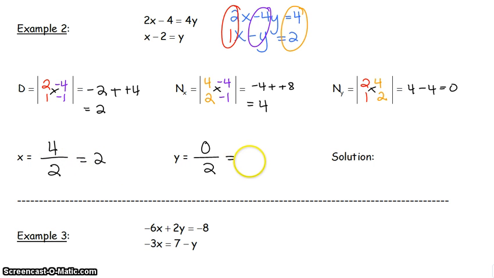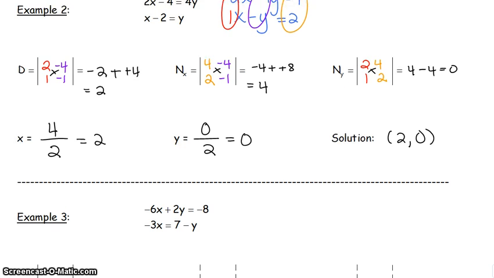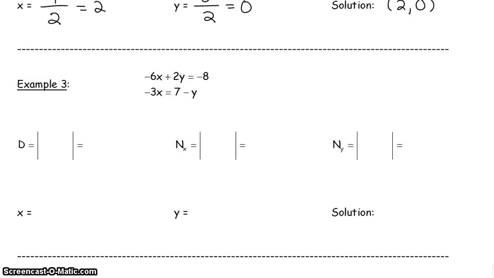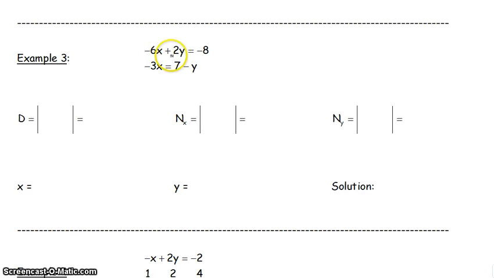0 divided by 2 is 0. So in this case, we have coordinates (2, 0). Alright, next one, number 3. We have our x, our y, our number. First equation is good. Our second equation, not so much. We've got to move this y over.